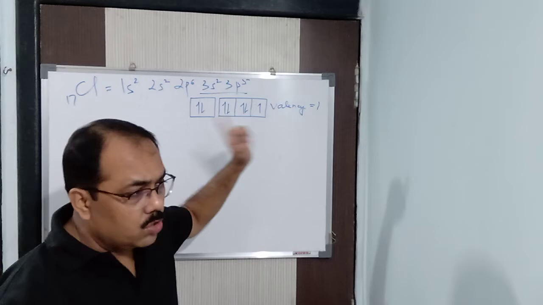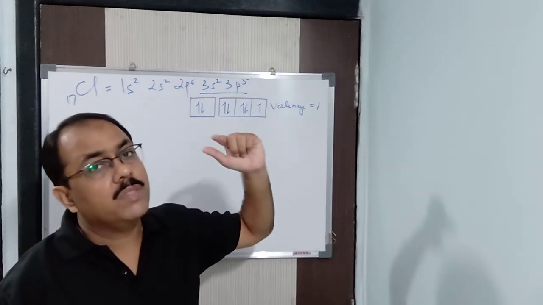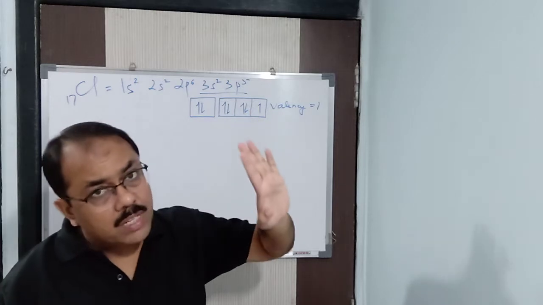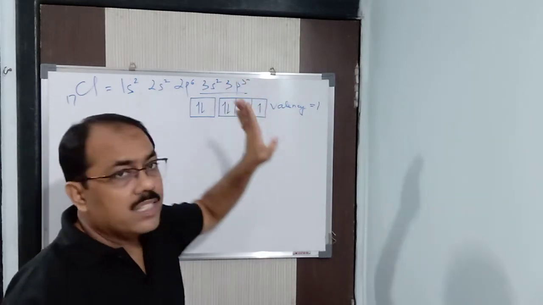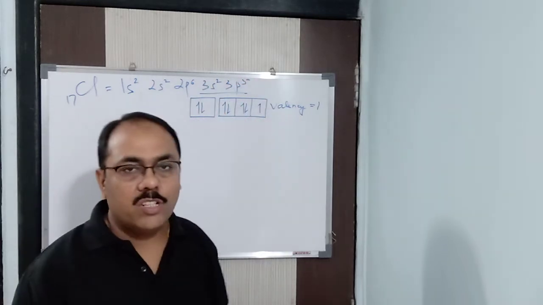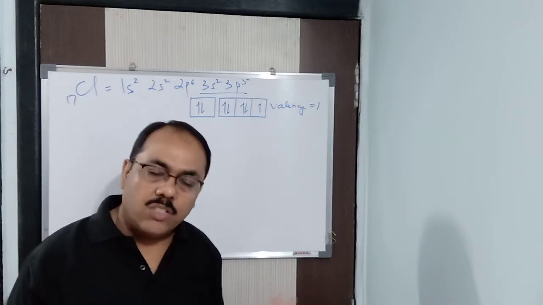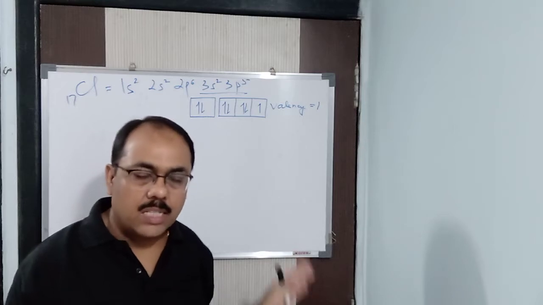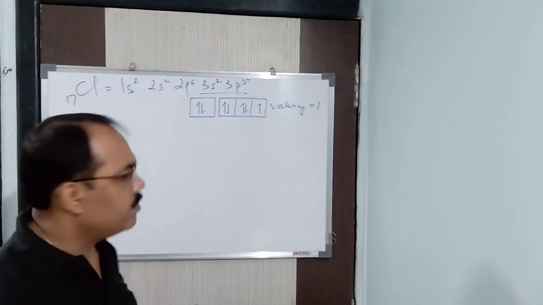The s subshell maximum is 2, the p subshell maximum is 6, the d subshell maximum is 10. So you add it: 2 plus 6 is 8, 8 plus 10 is 18. So the d subshell is there. But here I have not written the d subshell because p is not even complete, so why should I write d? That does not mean d is not there. d is there, and it is completely vacant.